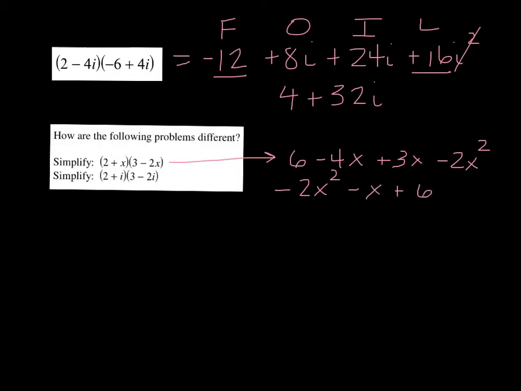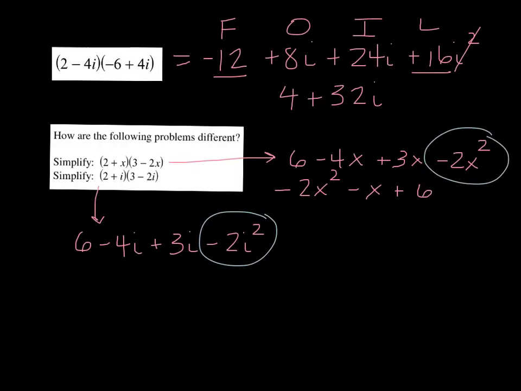Now this other one, if we again FOIL it, first is 6, minus 4i is outer, plus 3i is inner, and minus 2i squared. And there's the fundamental difference right there. Negative 2x squared is negative 2x squared, but minus 2i squared is really a plus 2. And so that's the fundamental difference between the two.